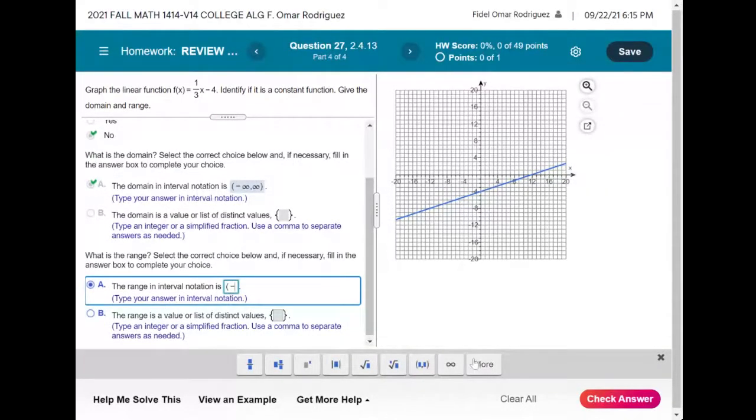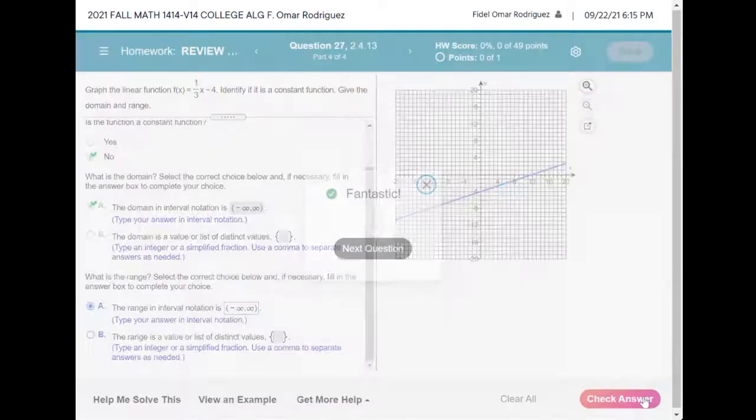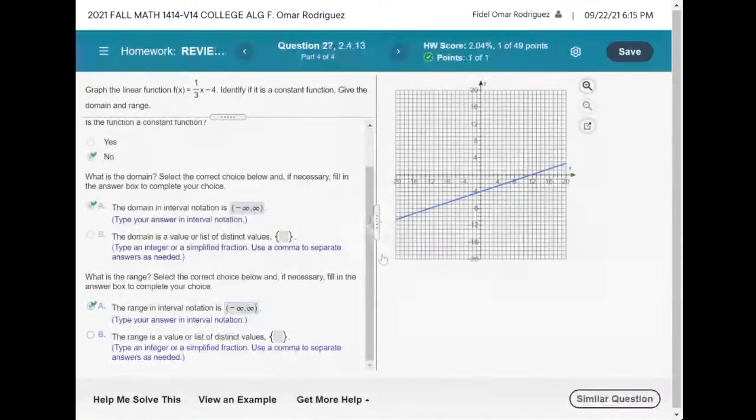From negative infinity all the way up to positive infinity. And check my answer. Okay. And so we got that one right?